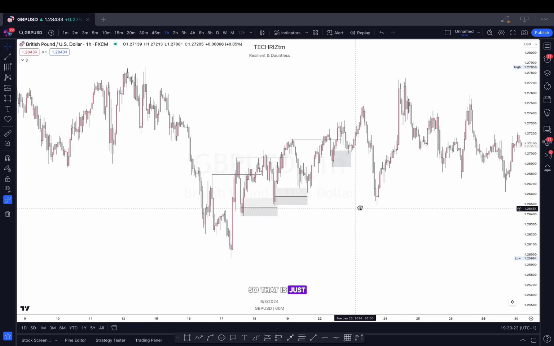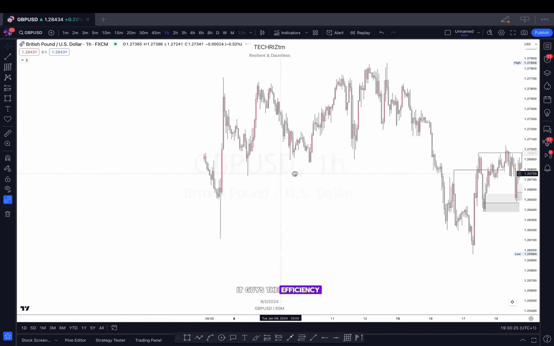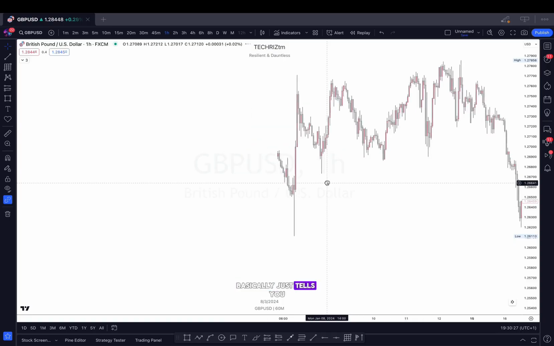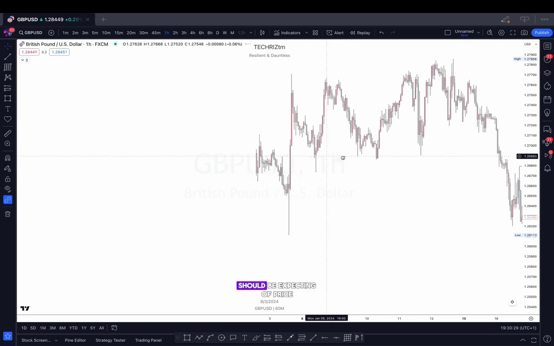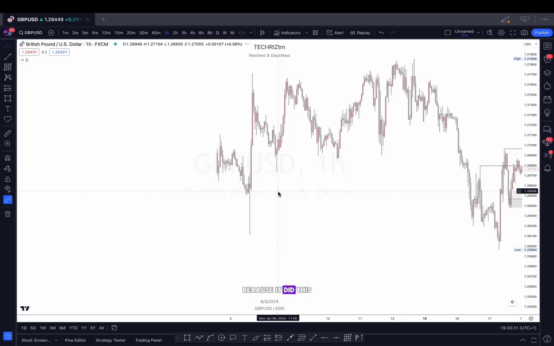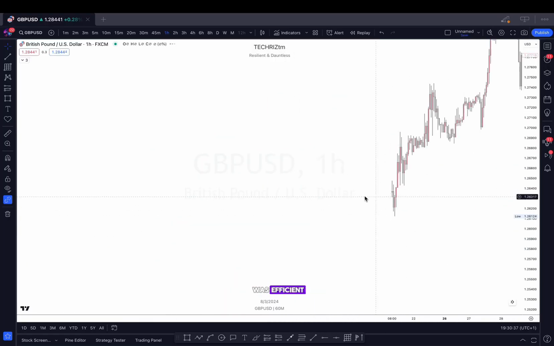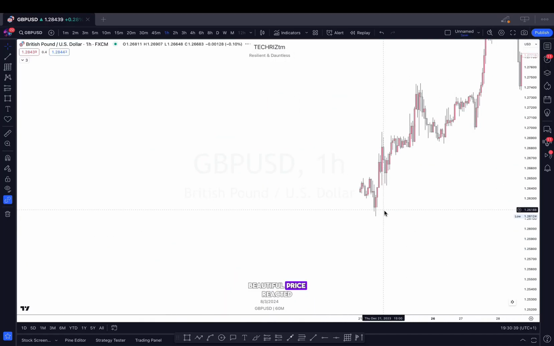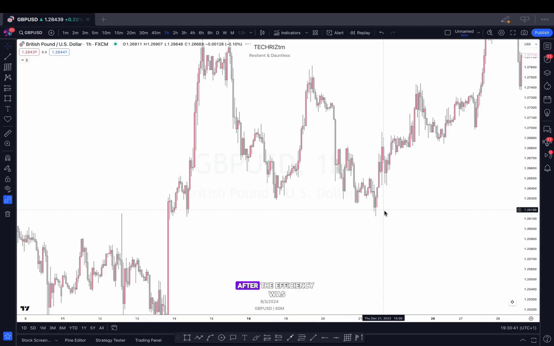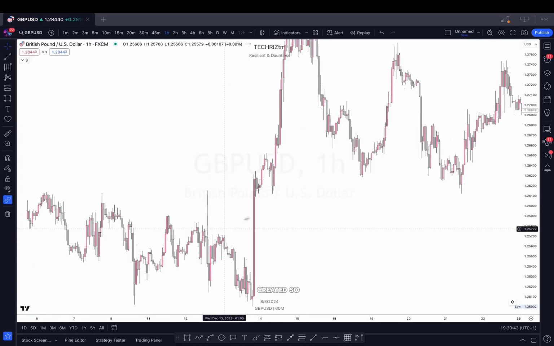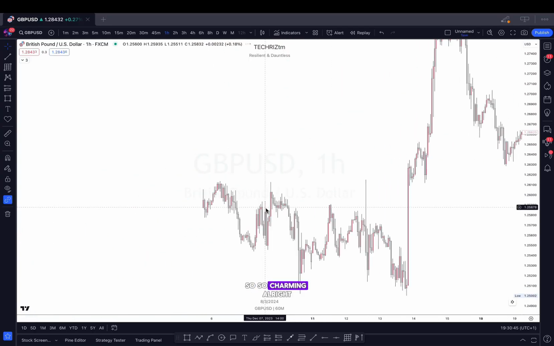So that is just it, guys. The efficiency of price action basically just tells you that this is what you should be expecting of price because it did this, it did that. Do you feel me? So you can go to your chart and check where price was efficient, and you see how beautifully price reacted after the efficiency was created. So charming.